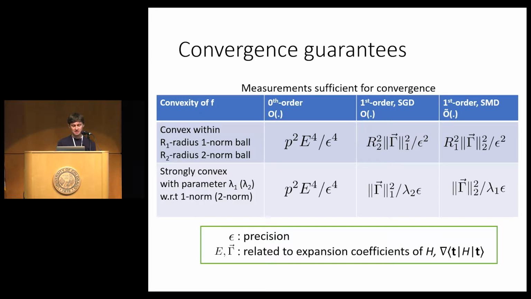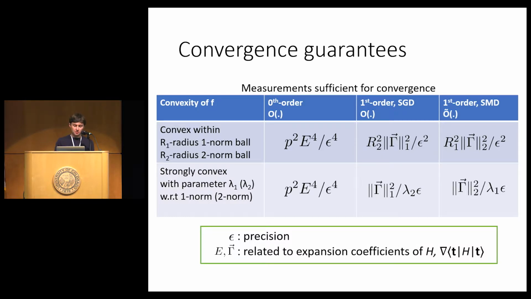The parameters E and gamma are related to the expansion coefficients that appear in the Pauli decompositions of the objective function and the gradient of the objective function. So we see for the 0th order case, it has relatively poor scaling with precision compared to the first order algorithms. Although I should point out that this is just the best known rigorous upper bound we have for the 0th order case, so it could be outperformed in practice.